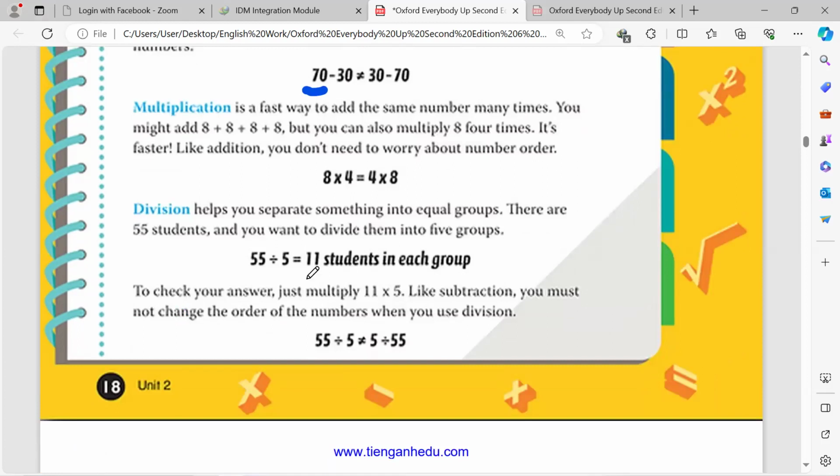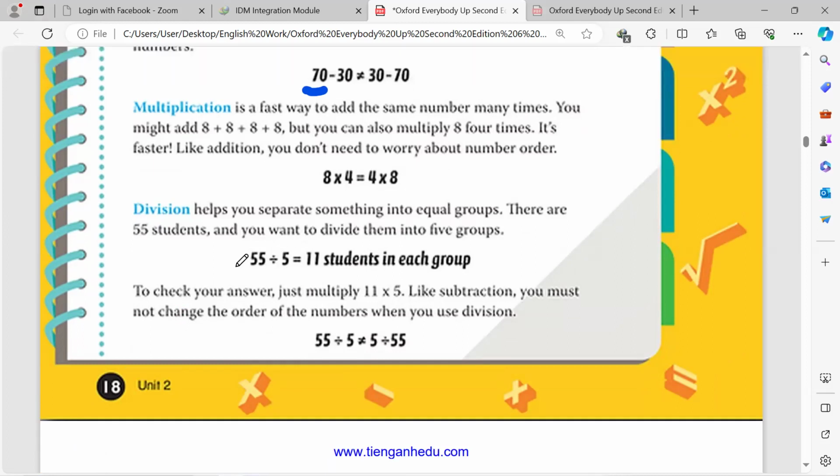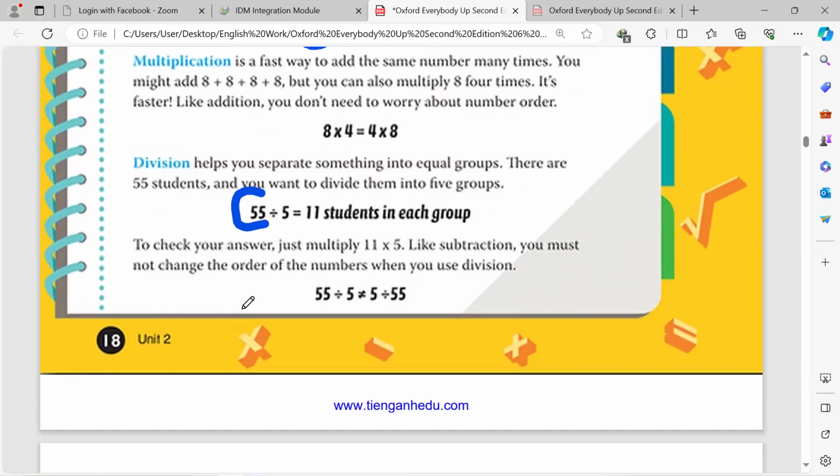Division helps you separate things into equal groups. There are 55 students, and you want to divide them into 5 groups. So we divide the total, 55, by 5. It's 11 students in each group. To check your answer, just multiply 11 by 5.